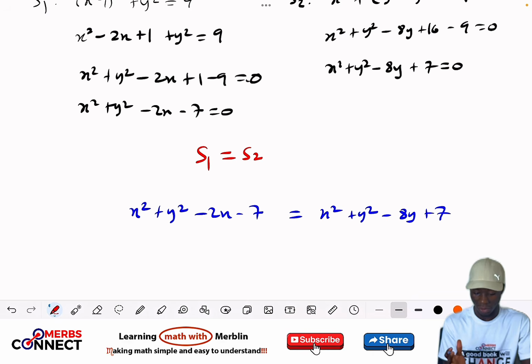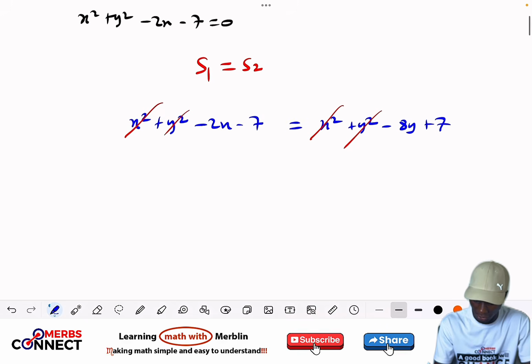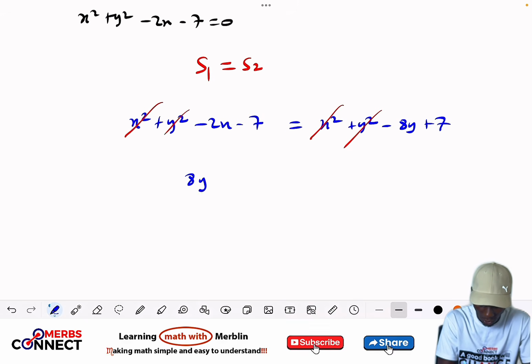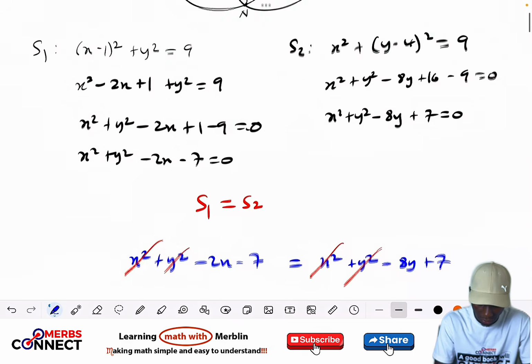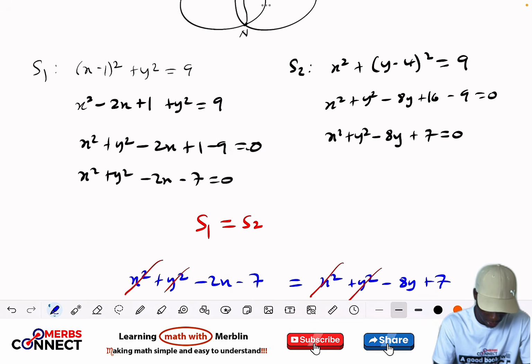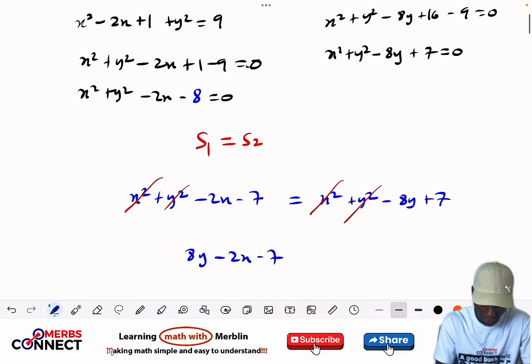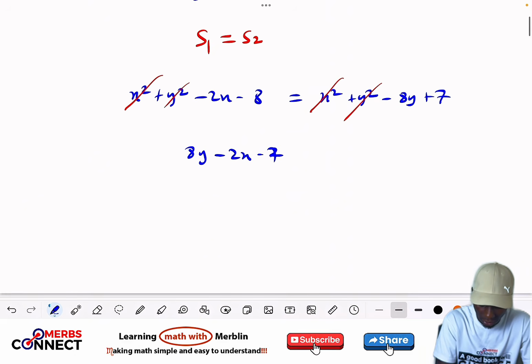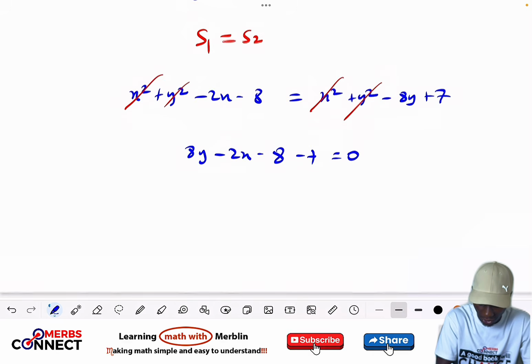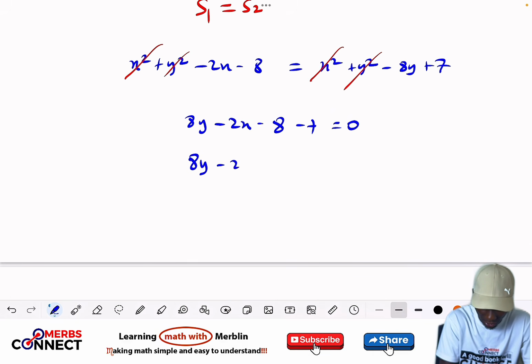When you move one to the left or one to the right, this one cancels out. So what is going to be left is 8y. I'm just moving this to this side: 8y minus 2x minus 7. This one is supposed to be 8. Then when I move the 7 here, I get another 7 is equal to 0. So I'm going to have 8y minus 2x minus 15 is equal to 0.